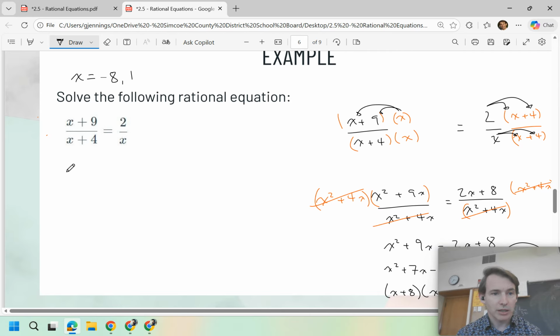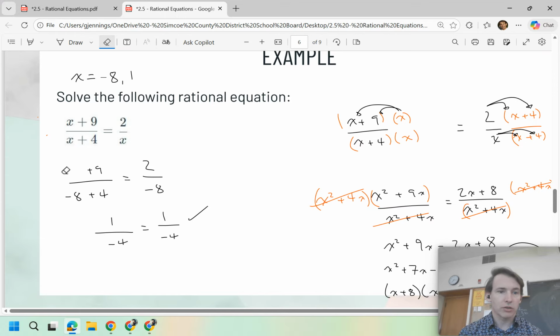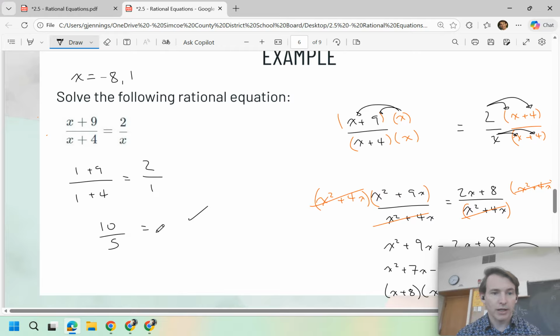So let's try minus 8. Minus 8 plus 9 over minus 8 plus 4 equals 2 over minus 8. Well, it sure does. This is 1 over minus 4 is equal to 1 over minus 4. Good. Now let's just change our substitution. See what we would get if we changed this. Okay, if we put in 1 for x, we get 10 over 5, which is indeed 2 over 1, and that's also true. Great.